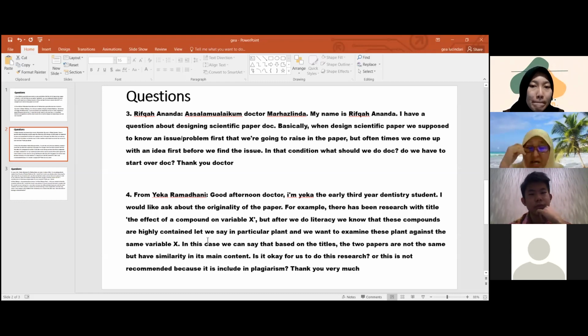Okay, meaning there is already research looking into the effect of a compound on variable X. But Yeka would like to study this compound contained in a different plant, and you want to examine this plant against the same variable. In this case, we can say that based on the title, the two papers are not the same, but have similarity in their main content.